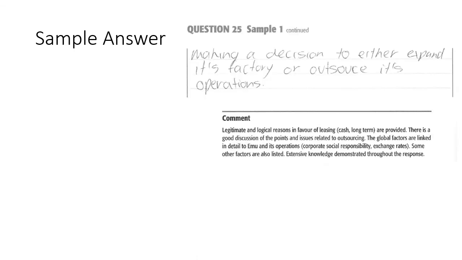I just want to have a look at this comment that the markers wrote. Legitimate and logical reasons in favour of leasing are provided. There is a good discussion of the points and issues related to outsourcing. Global factors are linked in detail to EMU and its operations. Some other factors are also listed, extensive knowledge demonstrated through the response. So they've actually linked it back to EMU quite well, but it's also been legitimate and logical. So you haven't just given these suggestions that are not doable. Your suggestions always have to be quite doable and quite precise.